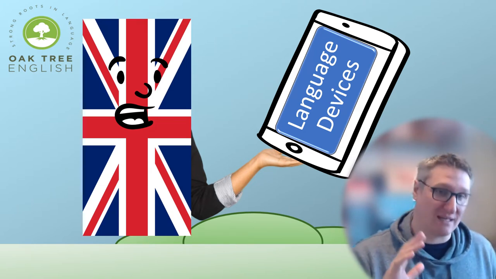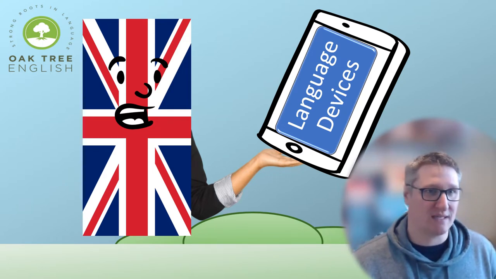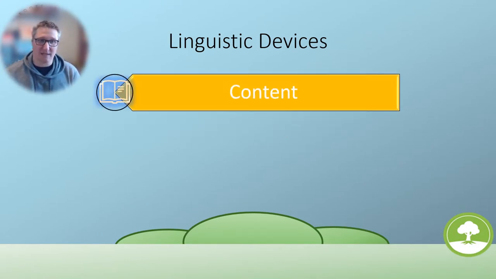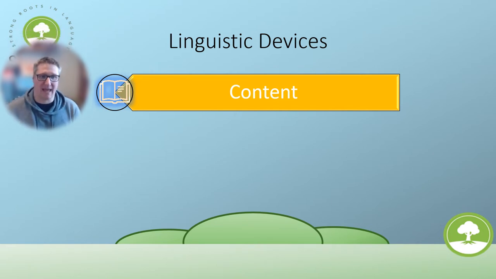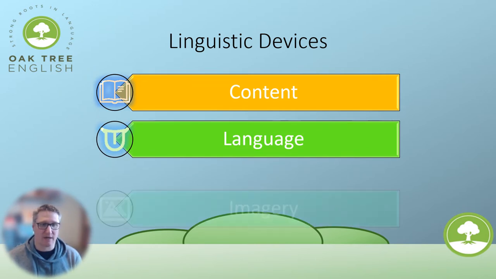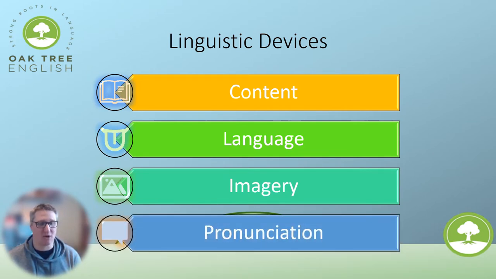Today we're going to organise them slightly differently. We're going to organise these things into four categories, and I'm going to give you the clip notes. So that's right. The linguistic devices I refer to are organized into content, the area that is the content of the text. We're going to have language, we're going to have imagery, and we're going to have pronunciation. CLIP: content, language, imagery, and pronunciation. Pronunciation didn't quite work there, did it? Let's have a quick look at what these might mean.